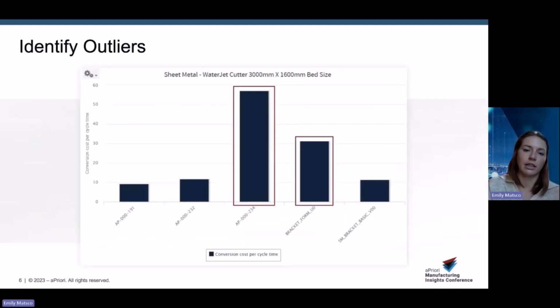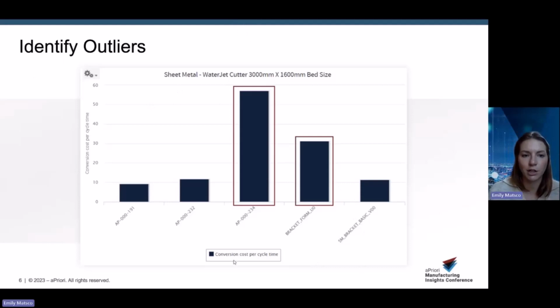And you'll get a chart that looks like this. This is the goal for identifying outliers. We have this set of parts, which is now a smaller set than what I showed in the original cost outlier report, because we've narrowed it down based on machine. All of these parts are made on a water jet cutter with a 3000 millimeter by 1600 millimeter bed size, and that's the primary process. Water jet cutting in this case contributes well over 80% of the cost for processing these parts.